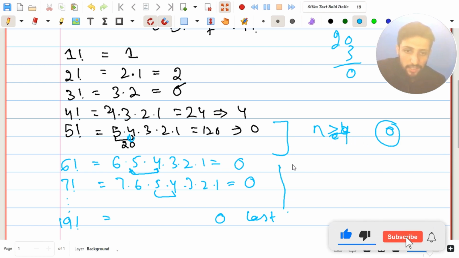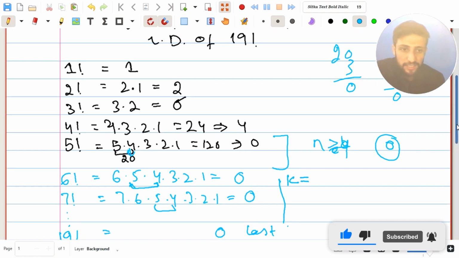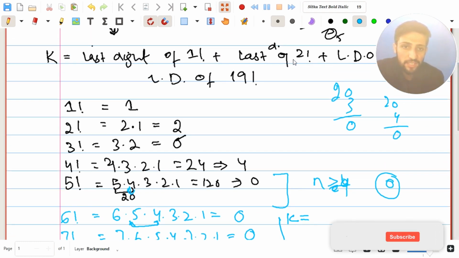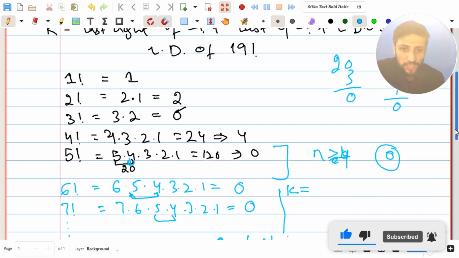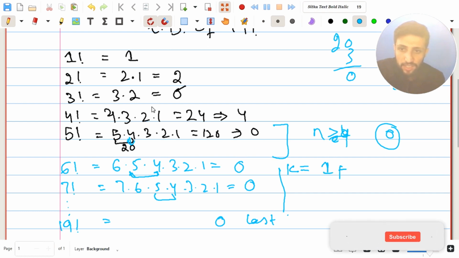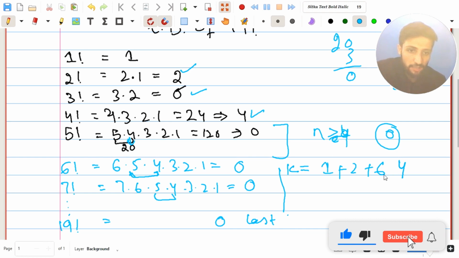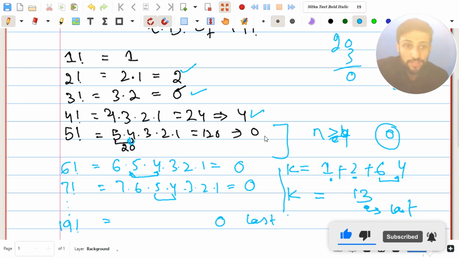So I can say that, as I assumed earlier, the last digit of k is the last digit of 1 factorial plus the last digit of 2 factorial plus the last digit of 3 factorial plus the last digit of 4 factorial. The last digit of 1 factorial is simply 1, the last digit of 2 factorial is simply 2, the last digit of 3 factorial is simply 6, and the last digit of 4 factorial is simply 4. So when you add this, you get 1 plus 2 is 3, plus 6 is 9, plus 4 is 13. So the sum is 13. Now you can see that this 3 over here is simply the last digit of k. So this is how you solve such questions that are tricky and seem to be more difficult.